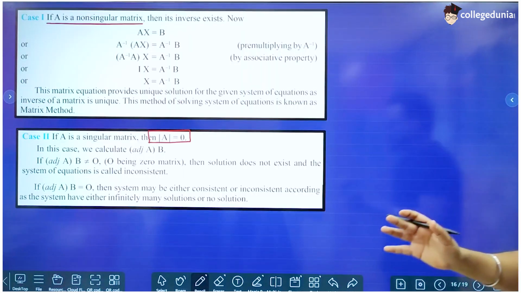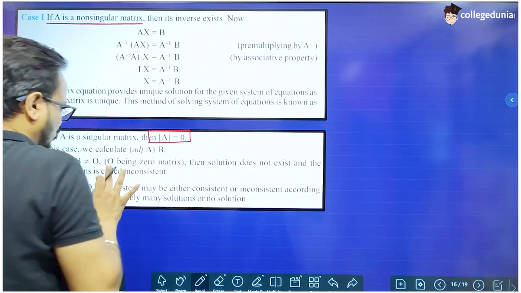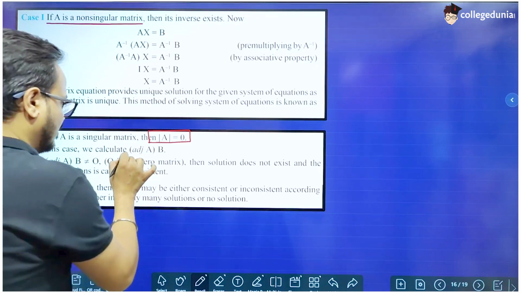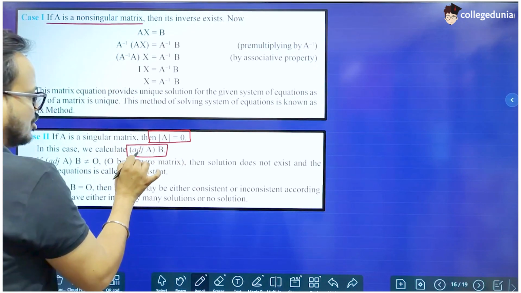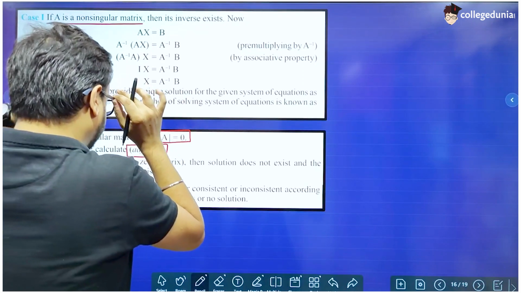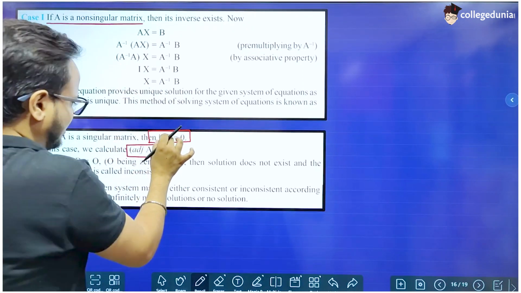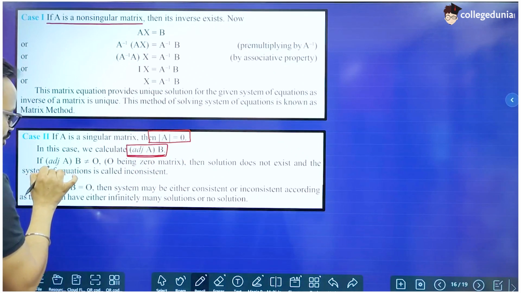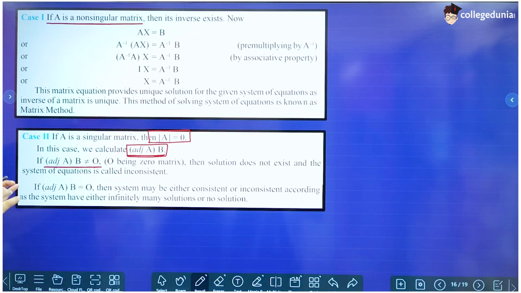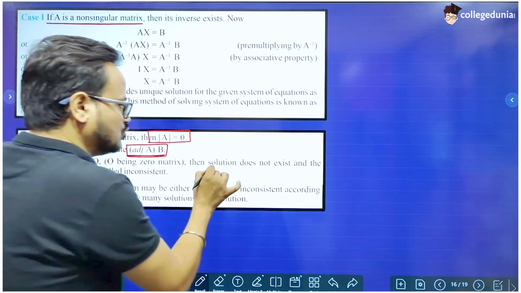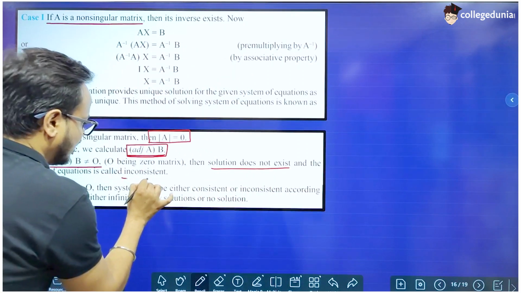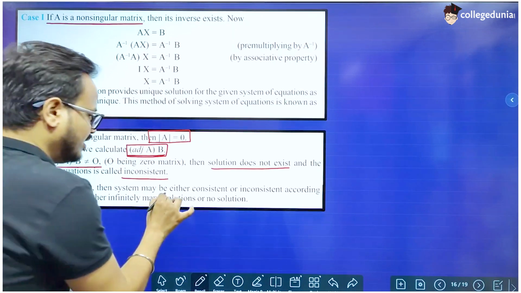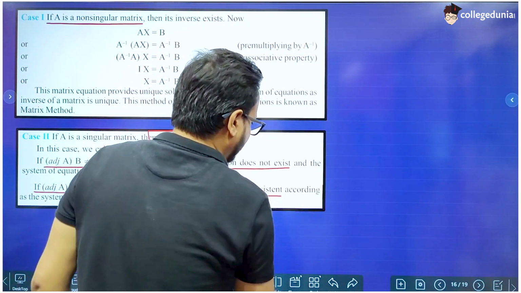But now you cannot find the inverse if the matrix is singular, but still you can find the adjoint, because in adjoint you don't have to divide by the determinant value of A. So if the matrix is singular and the determinant value of A is 0, just find adjoint A into B. If adjoint A into B is not a null matrix, then the solution does not exist, and the system is inconsistent. And if adjoint A into B is a null matrix, then the system may be either consistent or inconsistent.